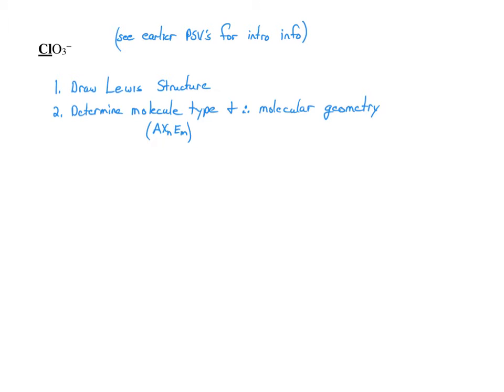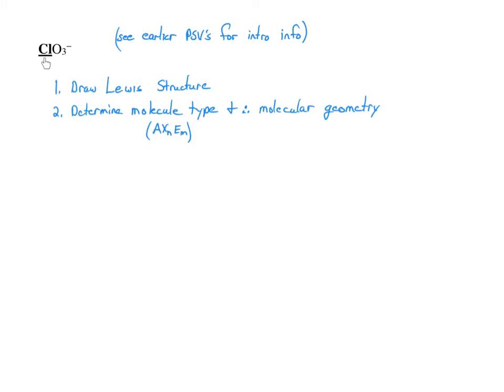These exercises are primarily for practice. It is assumed that you've already gone through some earlier PSVs and know the basics of drawing Lewis dot structures and then going on and applying VSEPR, which means we determine the molecule type, the number of bonding areas and non-bonding areas around the molecule, and therefore the molecular geometry.